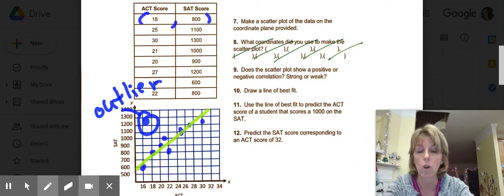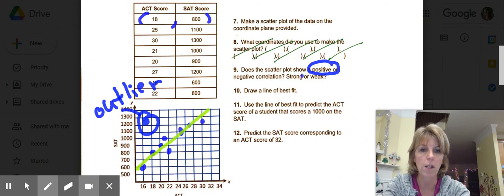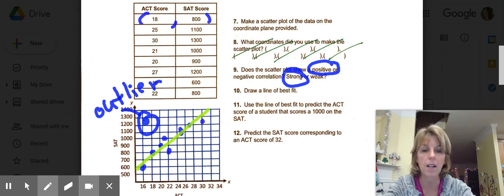So take care, don't do that one. Right, so I made my scatter plot and I drew my line of best fit. Number 9, does the scatter plot show positive or negative correlation? It shows a positive correlation. Is it strong or is it weak? It is strong, so I would expect that number to be close to 1. Not 1, because 1's perfect, but it would be close to 1.